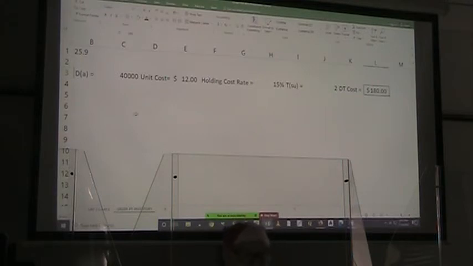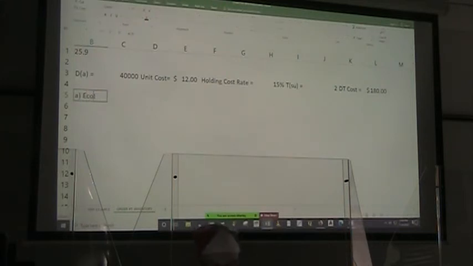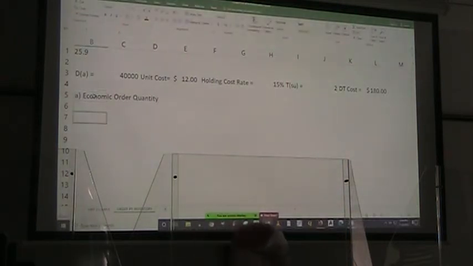All right. So, our question A, what is the economic order quantity? All right, so I need to look up the formula to make sure that I don't screw up and use the wrong formula. That would be somewhat of an embarrassing contretemps.